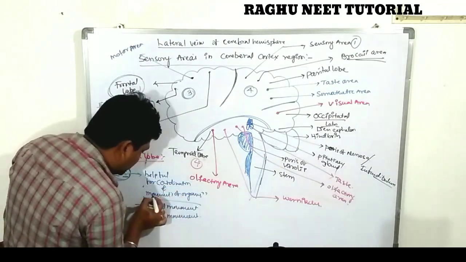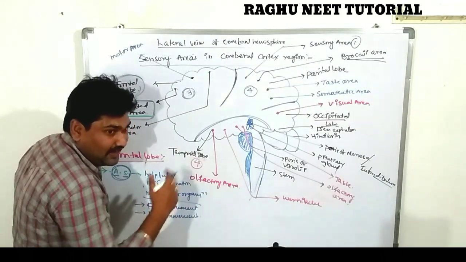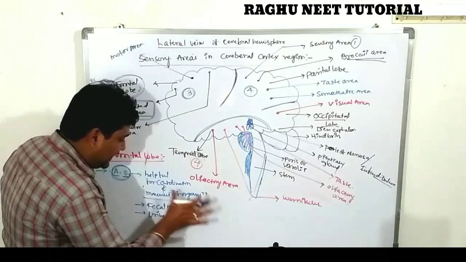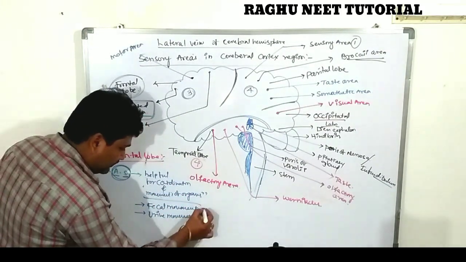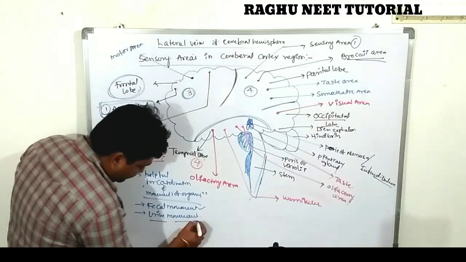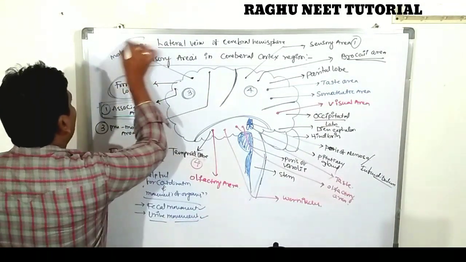It is the coordination of the movement of the organs, like the peristaltic movement for the passing of fecal material from the large intestine to outside of the body. That is called fecal movement. Next one, the urine movement. Clear. Second one is the motor area.